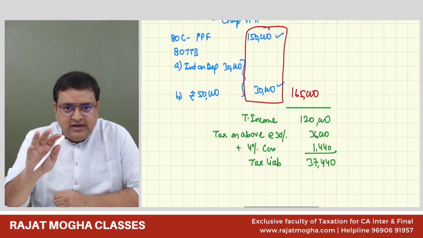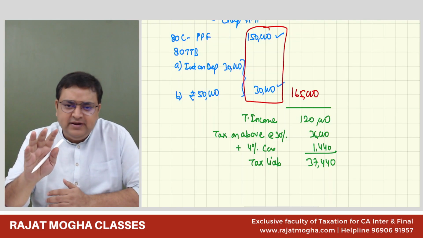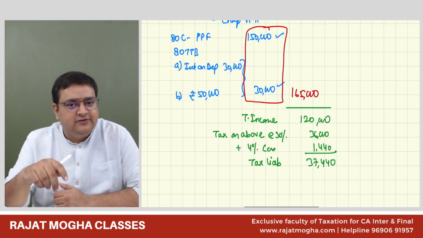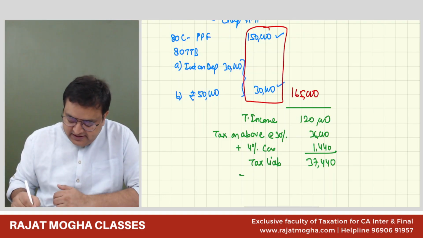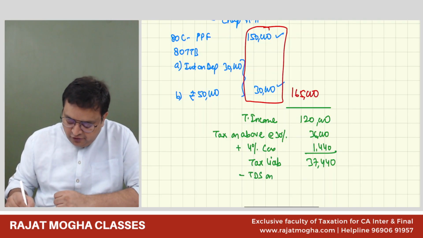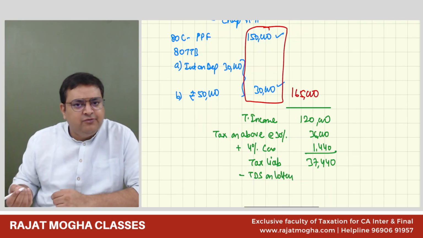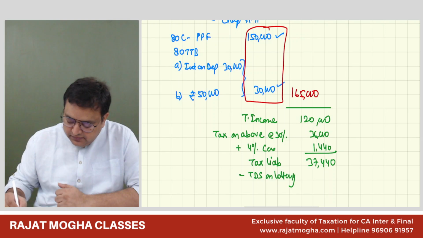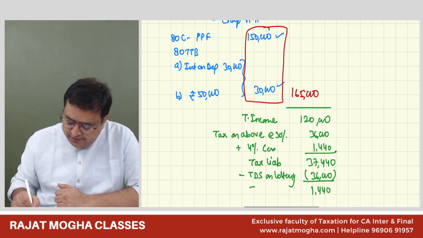And they have written that gross amount. Even if they had not written it gross or net, we understand that there is a TDS also now. So minus TDS, because TDS has already been deducted on lottery. If you don't remember the section 194B, that's okay. Just write TDS on lottery. How much? 36,000. So 1,440 would be your tax payable.